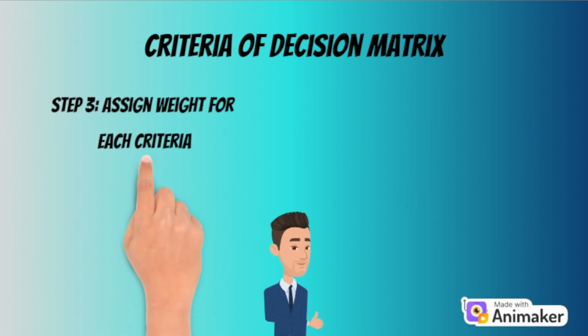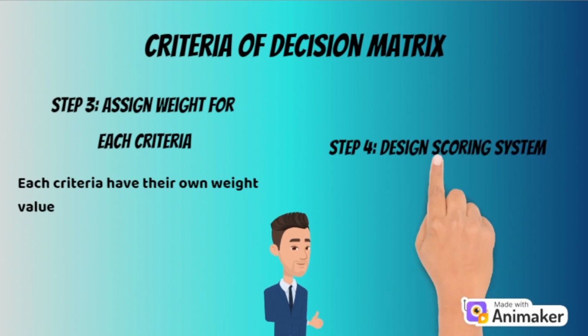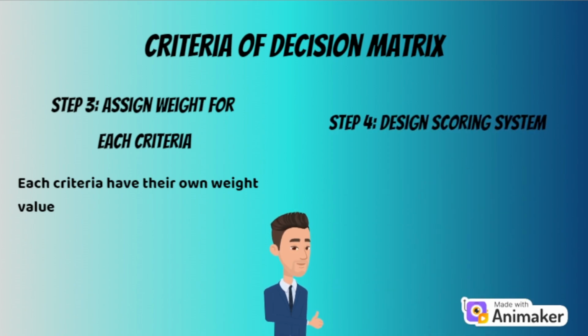Step 3. Assign weight for each criterion. In scale, we might assign our own value. Each criterion has its own weight value, which will be used to determine how important or not the criterion is. Step 4. Design the scoring system. In this part, you have to identify how important the scale is for better understanding. For example, for the scale, 1 is less important, meanwhile 5 is the most important.